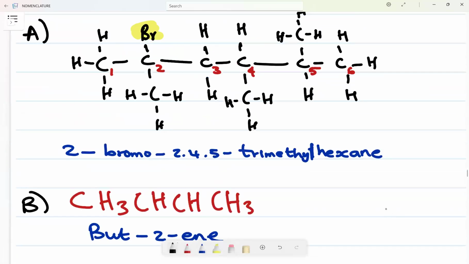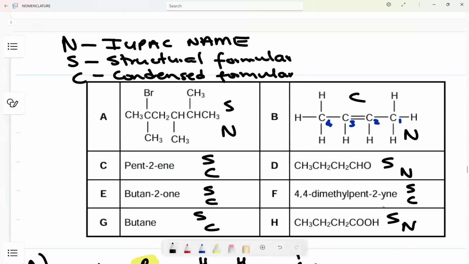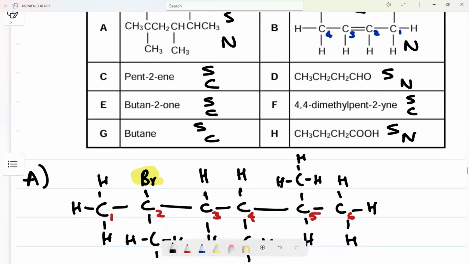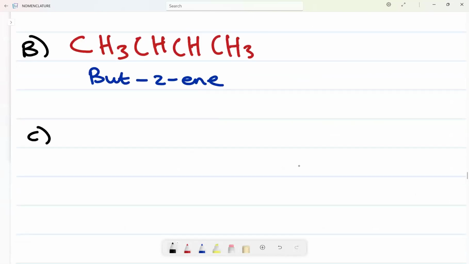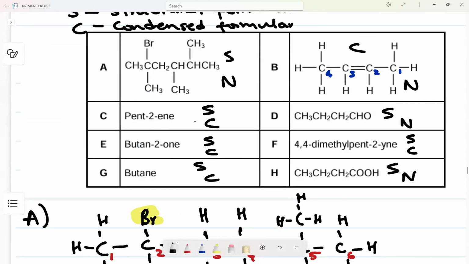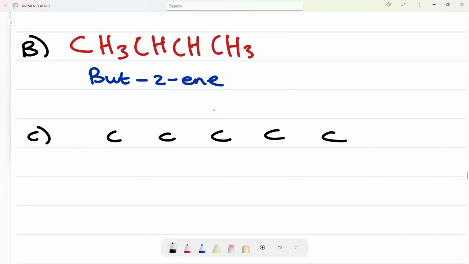Let's look at C. I hope you are pausing the video and trying them on your own first before watching again. Okay, C, pent-2-ene. How can I draw that? Pent, longest chain, is 5 carbons: 1, 2, 3, 4, 5. Actually, let me remove this. I just want 5 carbons. Then, pent-2: on carbon number 2, I have an ene, and ene is a double bond.